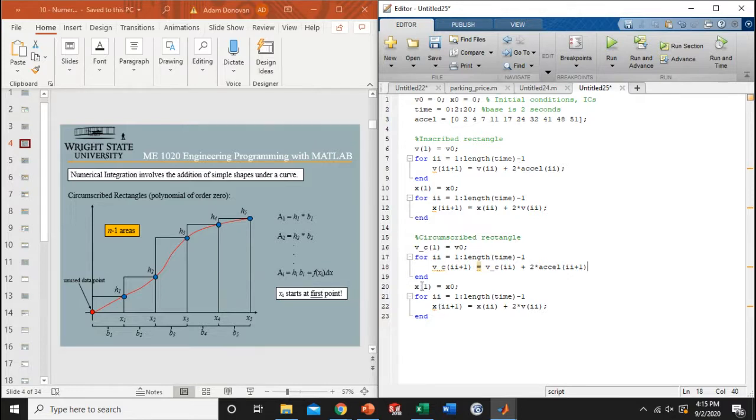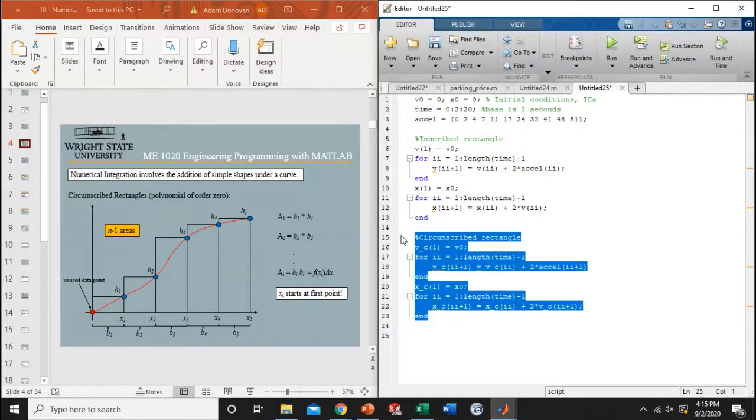Now I just need to do the same thing for x. I'm going to change these subscripts to c. So the underscore c is for circumscribed. And then you take the integral of velocity, but remember we're using the circumscribed case, and so you're using the next point to calculate as the height of the rectangle. And that's the only difference.